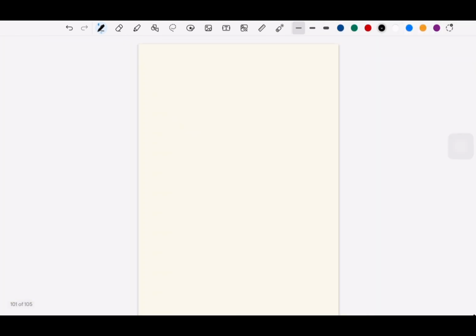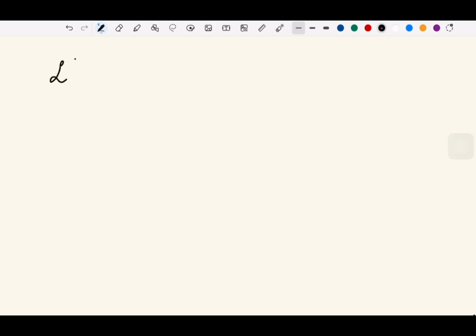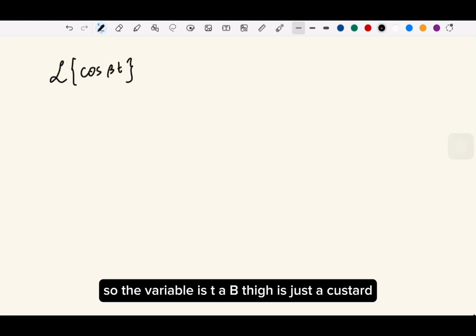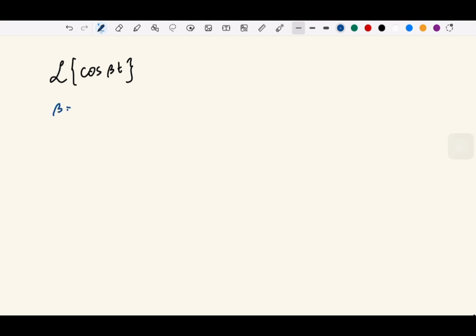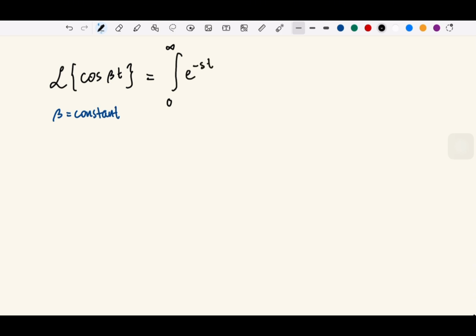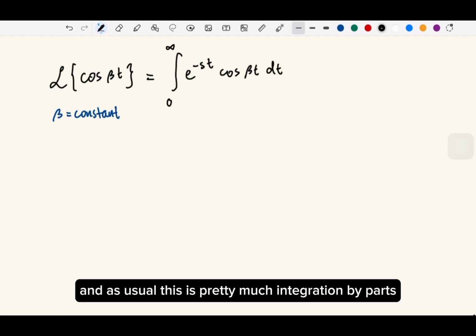Okay, so now let's try Laplace on cosine beta t. The variable is t, beta is just a constant. When you do Laplace, basically you do the integration and write the function on this side. And as usual, this is pretty much integration by parts.